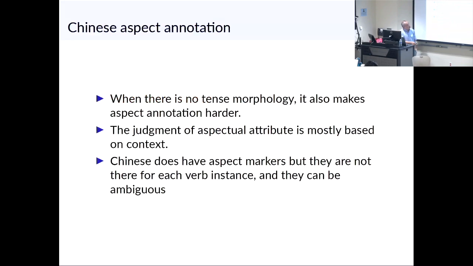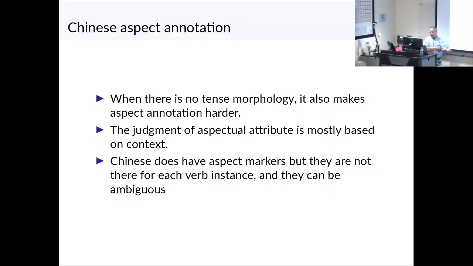Okay, aspect. So I mentioned there is no tense and morphology. The question came up yesterday: why not just annotate tense? The problem is that in Chinese you don't have tense. Neither does, I think, Vietnamese. There are some languages that do not have tense markers. But you have temporal interpretation.